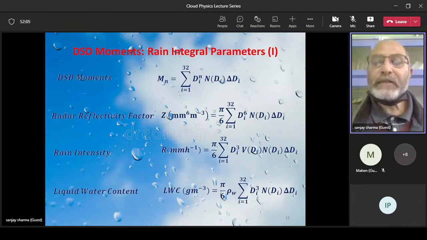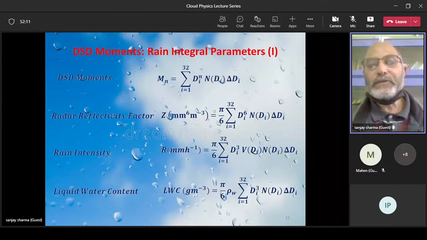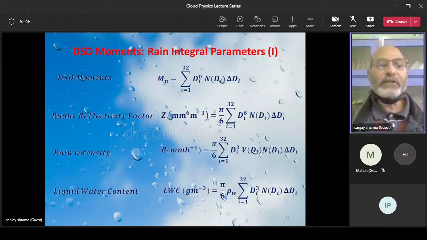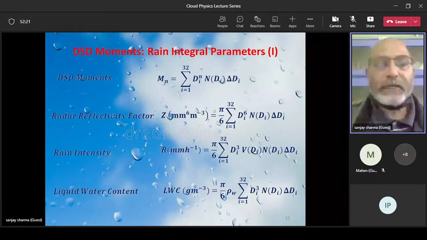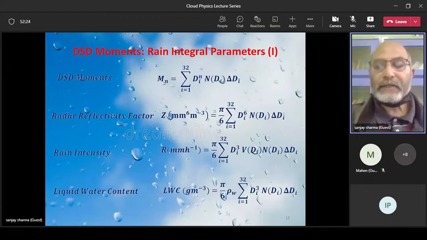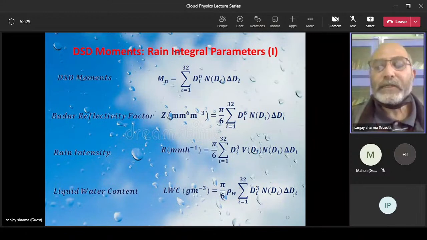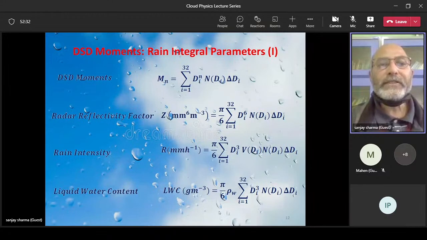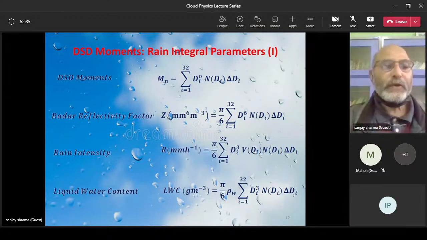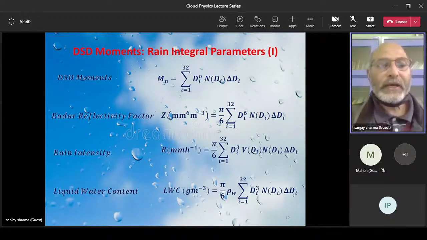Of course, if we take the Joss Waldvogel distrometer, at that time there are 20 channels. So this formulation has been written taking into account the observation from the OTT Parsivel distrometer. Similarly, for the third moment, we can also write the expression for rain intensity and liquid water content. So once from the DSD we are able to get the different moments of DSD, we can utilize it for different applications.